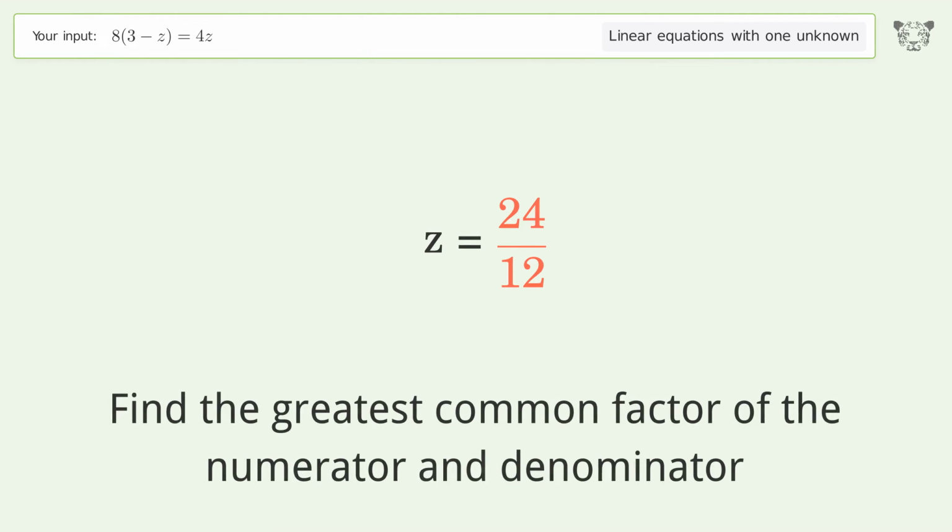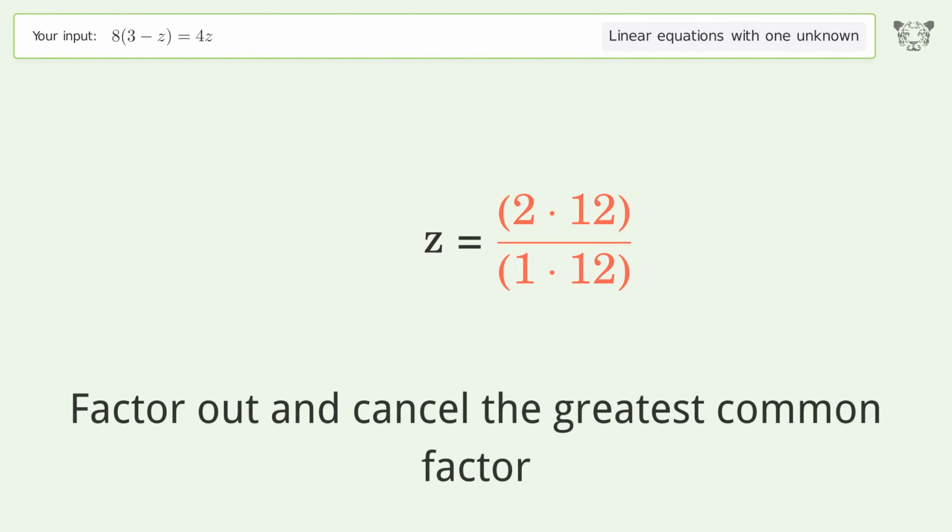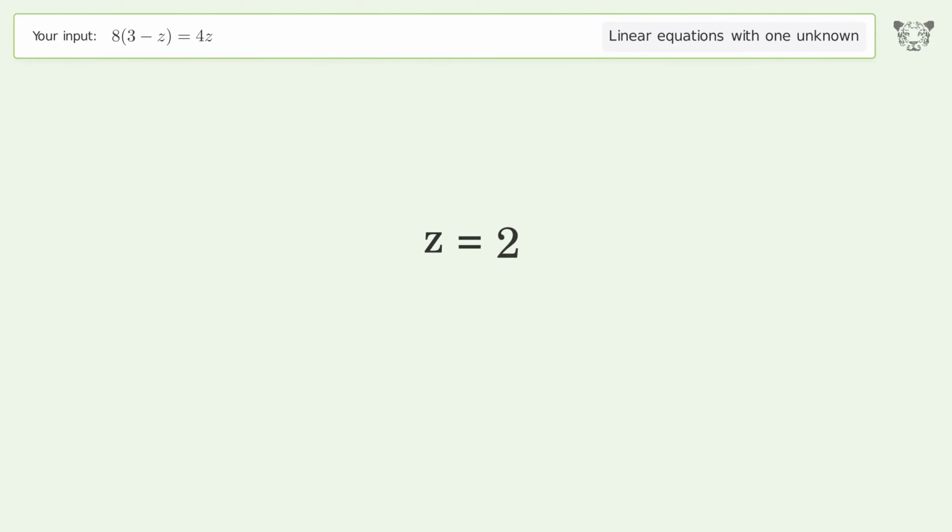Find the greatest common factor of the numerator and denominator. Factor out and cancel the greatest common factor. And so the final result is z equals 2.